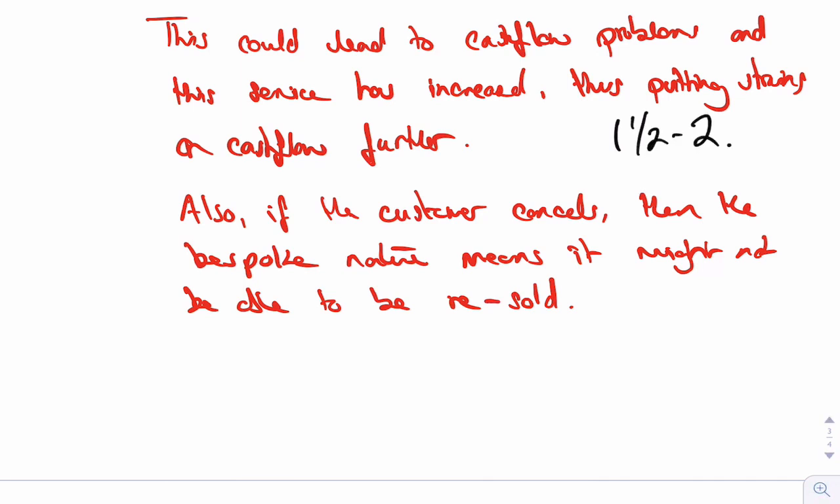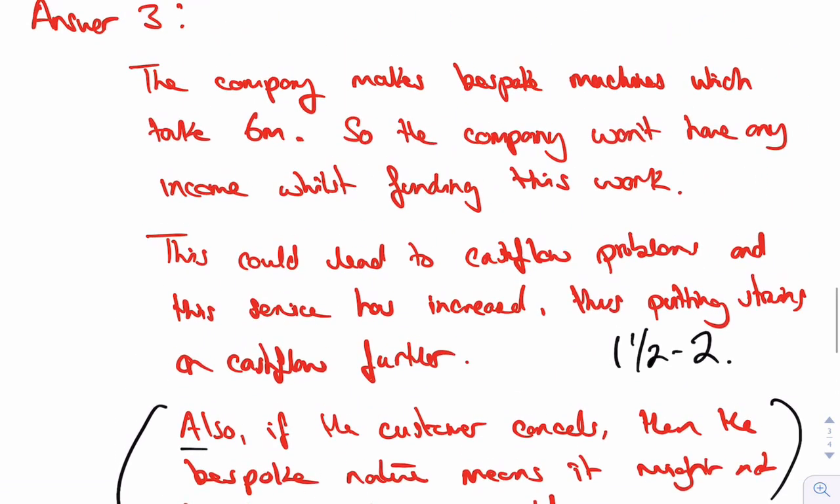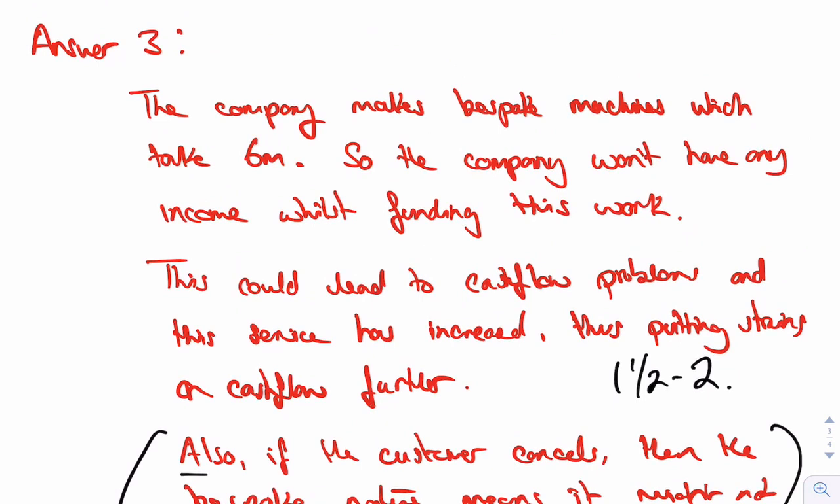But you could even expand it further. You could say also, if the customer cancels, then the bespoke nature means it might not be able to be resold. Definitely 2 marks. Probably that paragraph is maybe one too many. But I just wanted to show you the difference between an identification, a briefly explained, and a well-explained point when it comes to business risk.